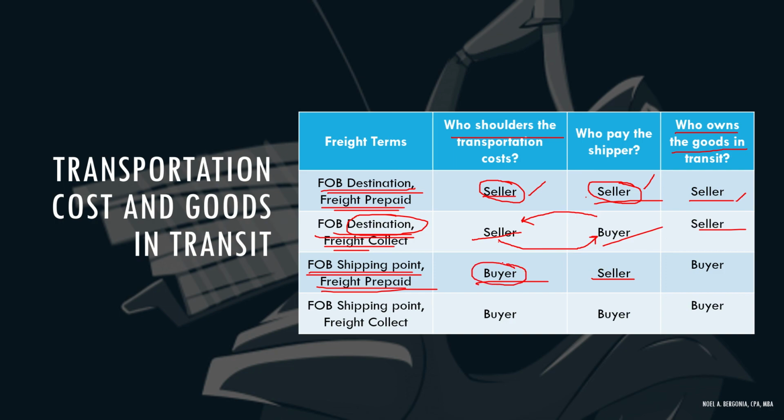Kasi 'di ba siya yung dapat na magbayad pero ang nagbayad muna ng transportation cost dahil freight prepaid ay si seller. So additional utang dito and then additional na kukolektahin ni seller. But who owns the goods in transit pa rin? Of course, the buyer. Kasi nga FOB shipping point.